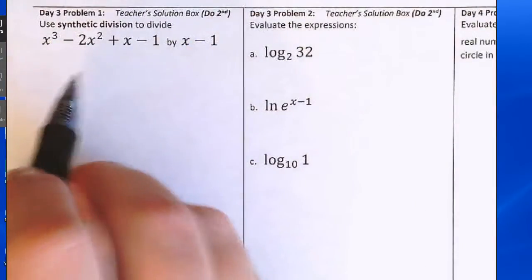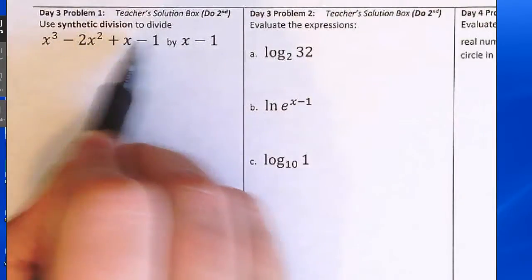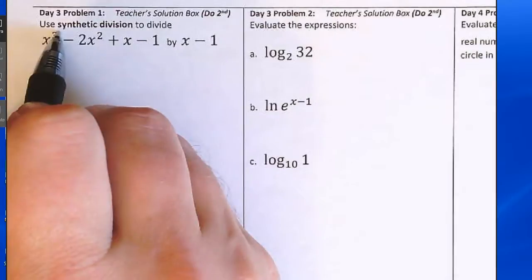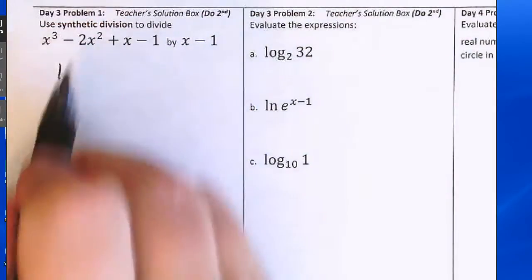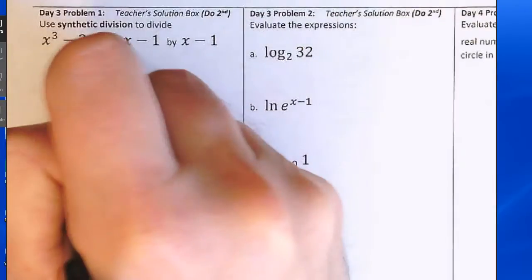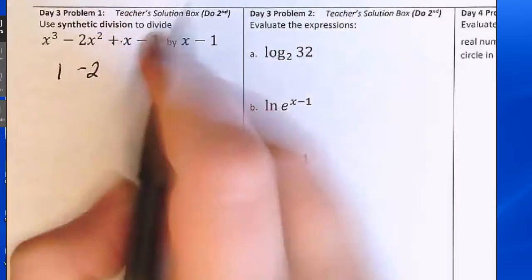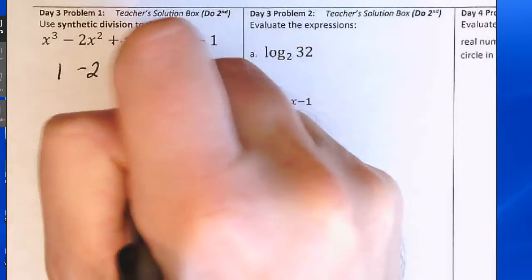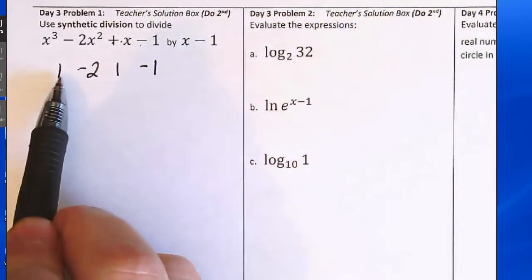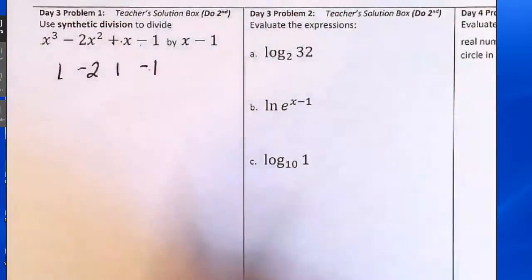For synthetic division, we write the coefficients of all the terms of the polynomial, starting with the highest degree term first. This is 1x cubed, so the leading coefficient is 1. Then we have negative 2x squared, so the next coefficient is negative 2. Then plus 1x, so a 1, and then minus 1, so a negative 1. Here are the 4 coefficients from all of those terms.